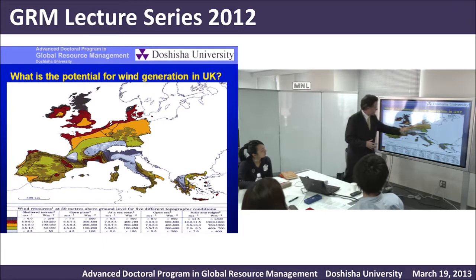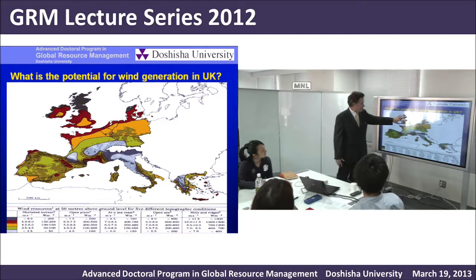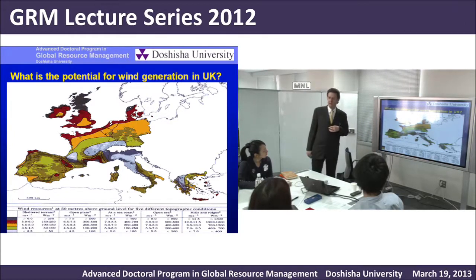But, okay, in comparison with mainland Europe, you can see where the very good wind speeds are. The red shows an average speed of 5 to 6 meters per second.